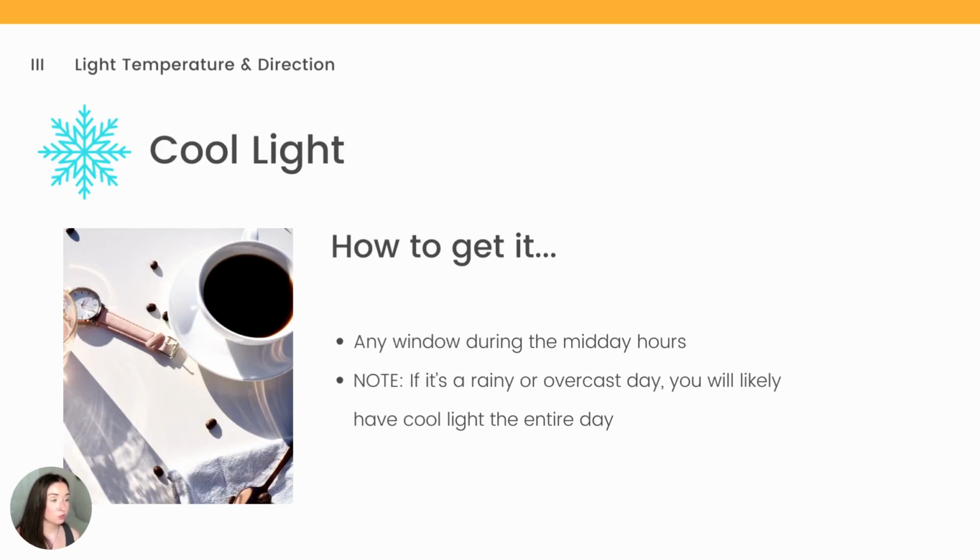Now, when it comes to cool light, how we're going to get that is during the peak sun time of the day, and any window during those midday hours is going to be ideal for you. But also a note that if it's an overcast or a rainy day, you're going to have cool light the entire day.